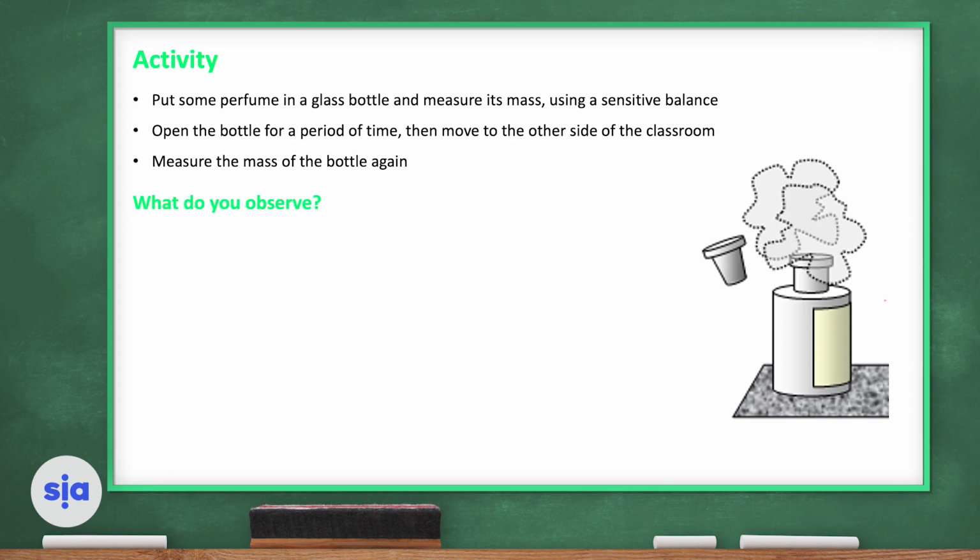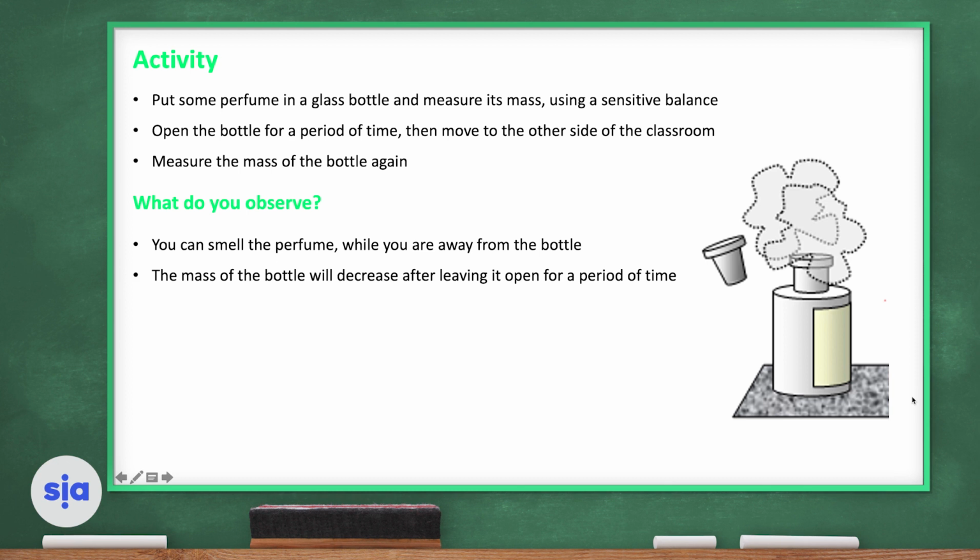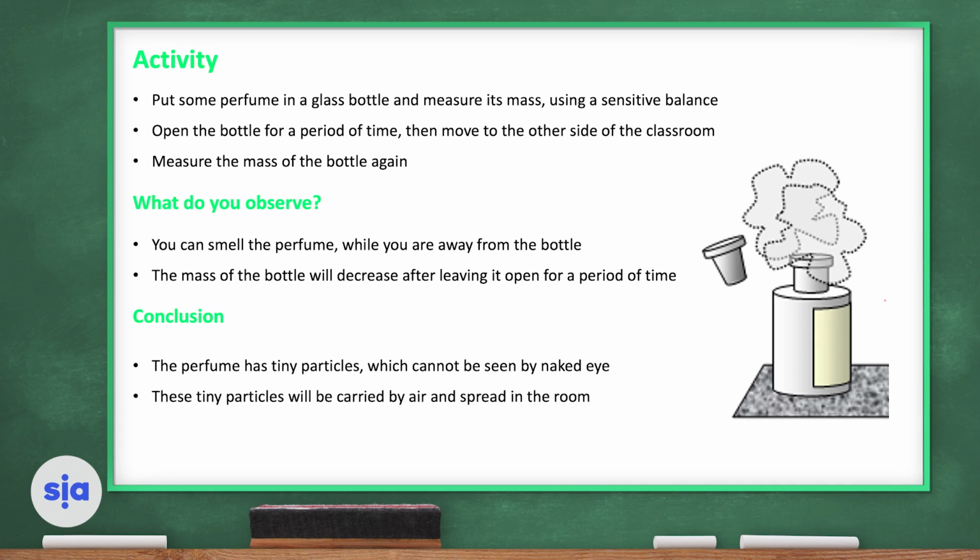What do you observe? Can you smell the perfume while you are far away from the bottle? Yes, of course you can. And the mass of the bottle will decrease after leaving it open for a period of time. This is because the perfume has tiny particles which cannot be seen by naked eye. These tiny particles will be carried by the air and spread in the room. These tiny particles are called molecules.